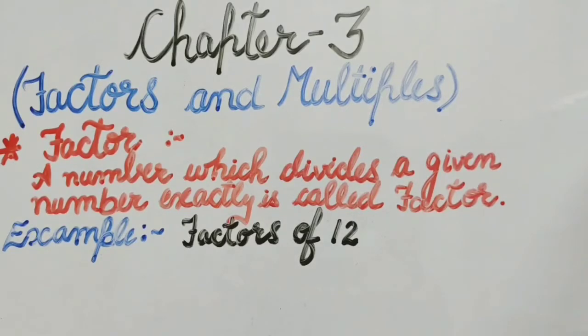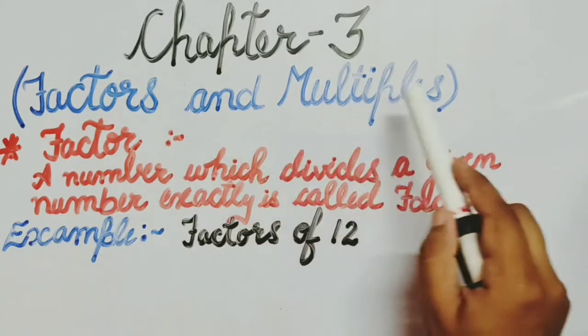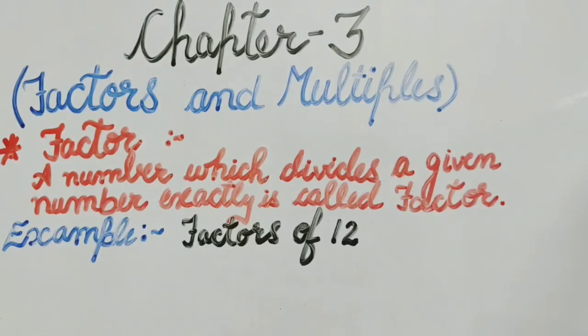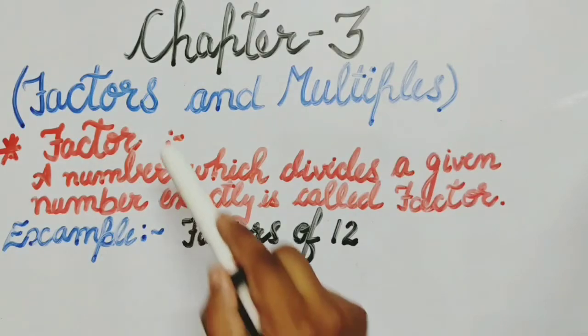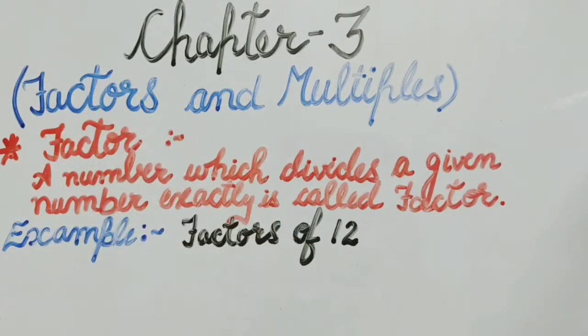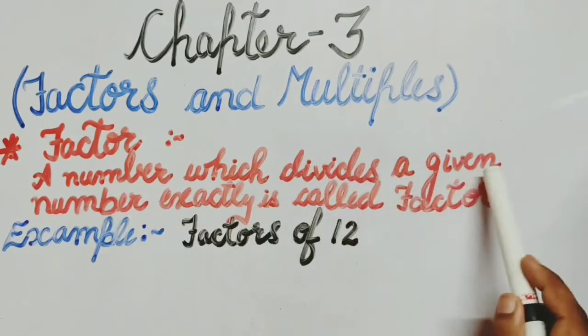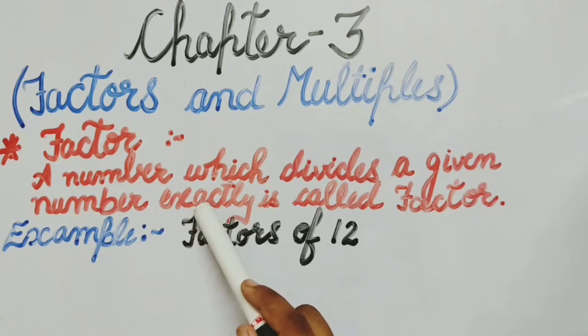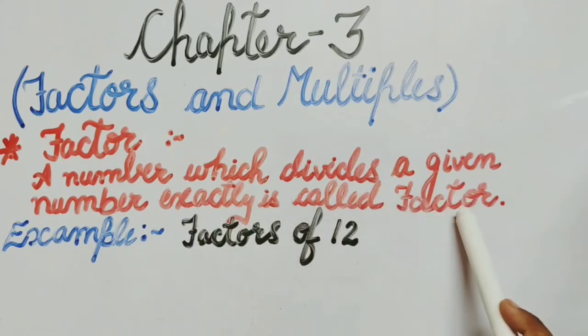Today, we will start a new chapter, chapter number 3. Our chapter name is Factors and Multiples. So students, first of all we will discuss what factors are. A number which divides a given number exactly is called a factor.